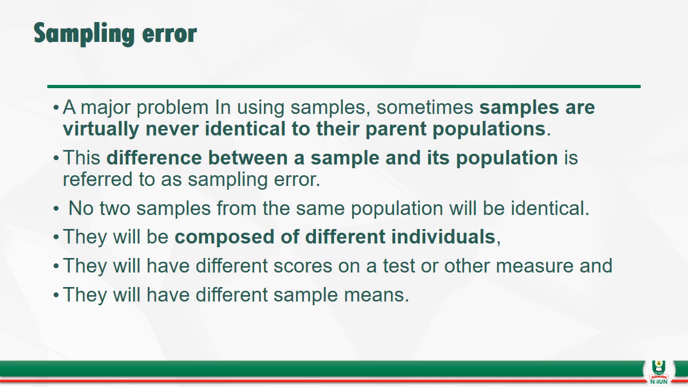Sampling error is a major problem in using samples. Sometimes samples are virtually never identical to their parent populations.